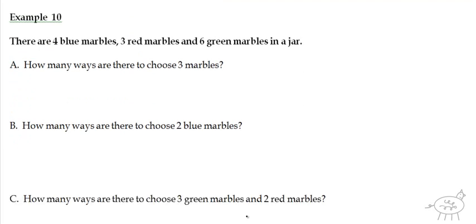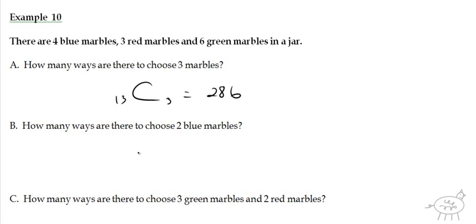This has to do with this whole page here. There are 4 blue marbles and 3 red marbles and 6 green marbles in a jar. How many ways are there to choose 3 marbles? Just 3 marbles. Doesn't say about any colors. So how many marbles do I have total? I have 13. So I'm saying what's 13C3, which is 286.